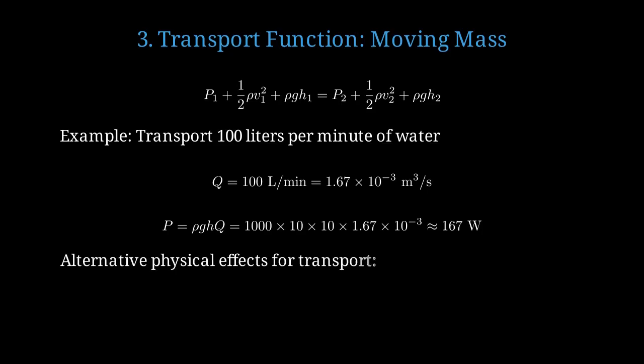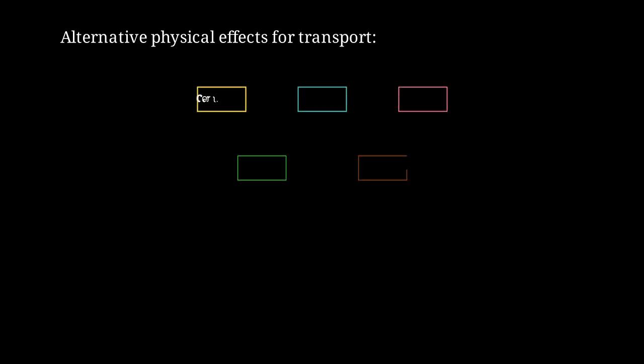Now, what are the alternative physical effects we could use to accomplish this transport function? We could use centrifugal pumps, positive displacement pumps, pneumatic pressure, gravity siphons, or even magnetic coupling for special fluids.